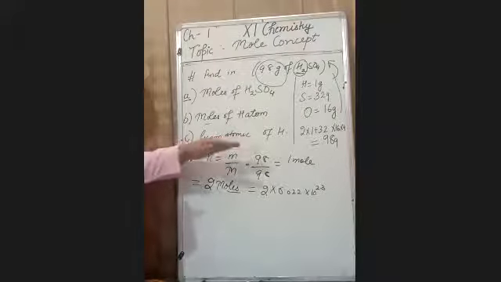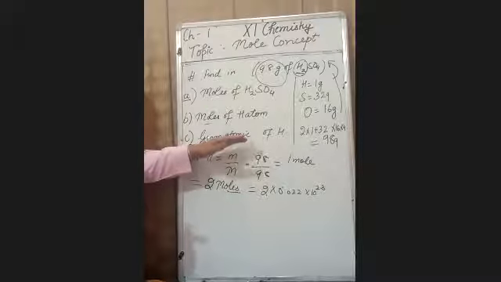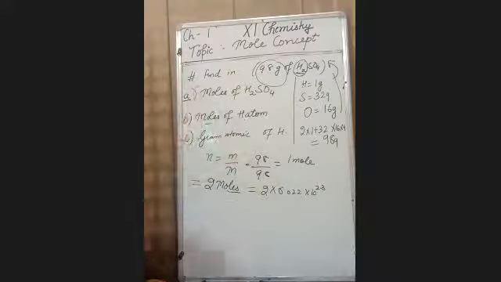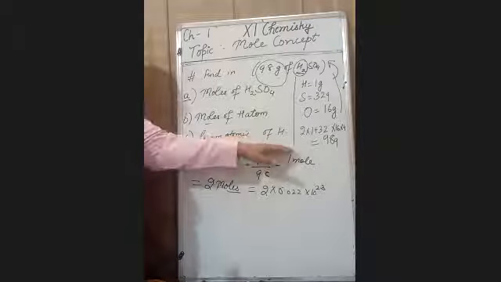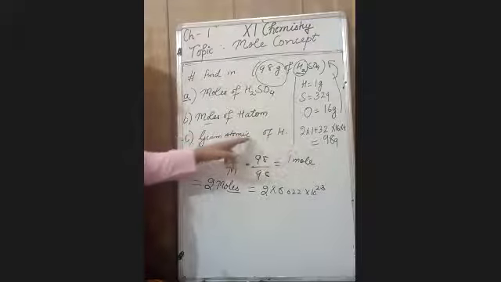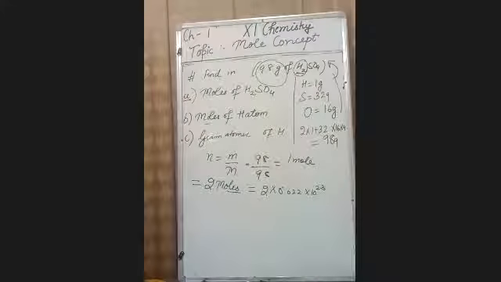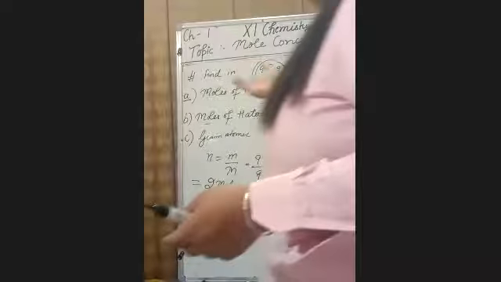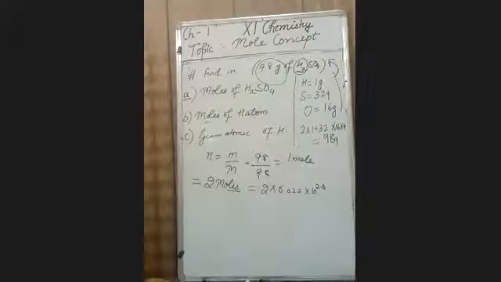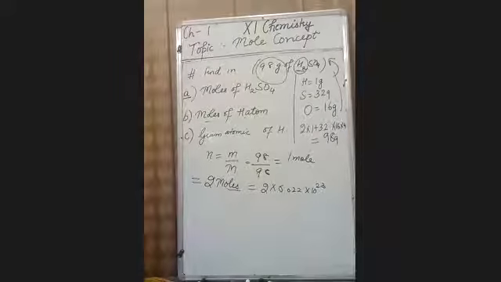Next, students are definitely getting confused with this. Gram atoms means you have to calculate the moles. How much will it be in this H2SO4? It will be the same, 2. Fine? Is it clear to you all? I will check who has sent me the answer.